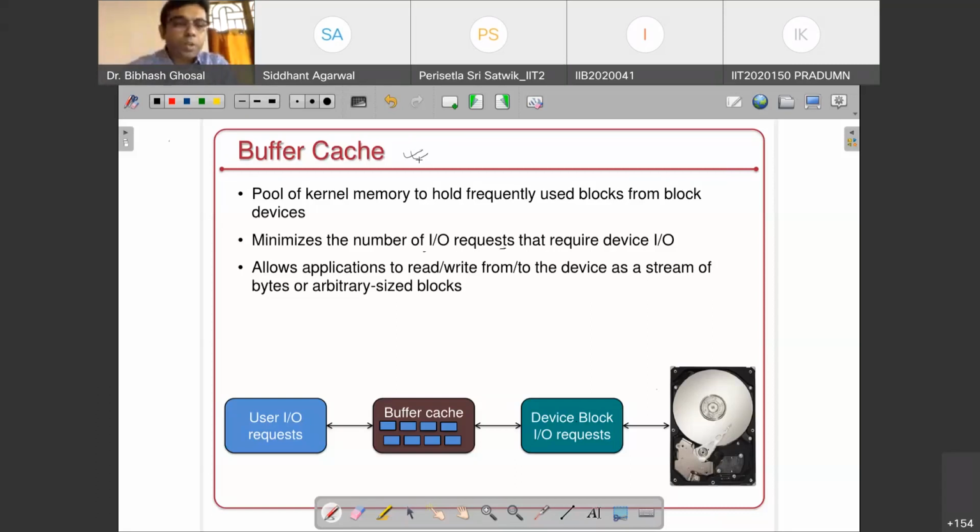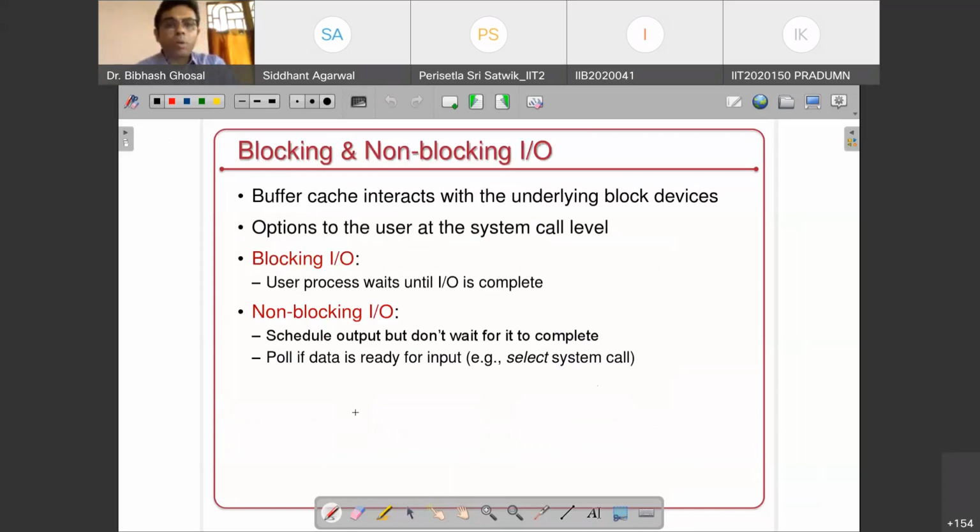So whenever there's a request for some blocks of IO, the first thing that will be checked is the buffer cache. If those blocks are not found in the buffer cache, then you move to the device block request. Okay. So this is the basic idea of operating the lower level blocks.